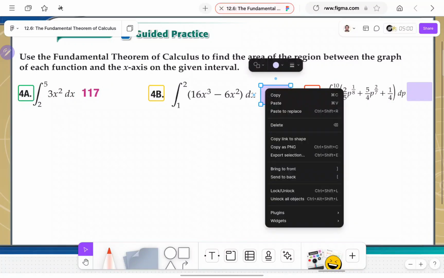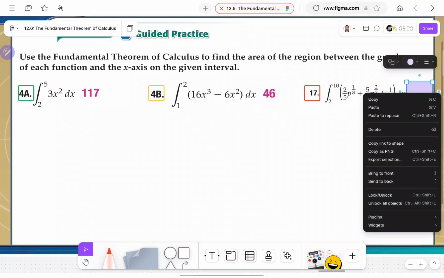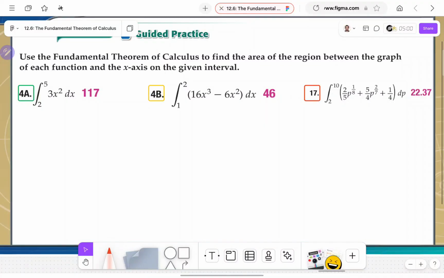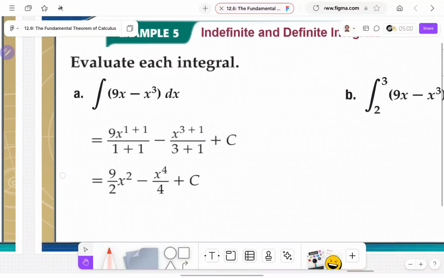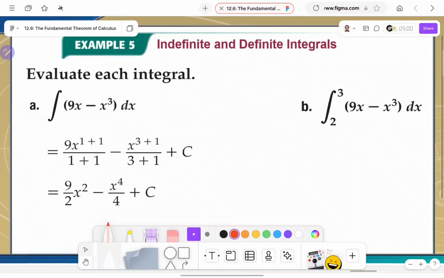So the first one is 117, the second one is 46, the last one, maybe the most difficult one, is 22.37. Now also here, look at these two questions. These two questions are similar. This one here is the same as this one here, but the difference is this question here is an indefinite integral. Okay, the question is called indefinite, which is this one written here.